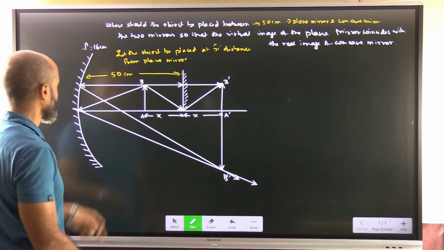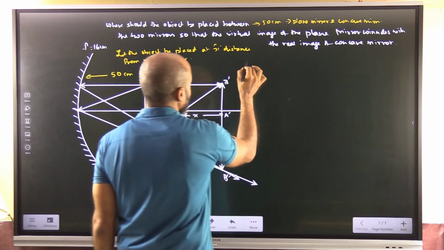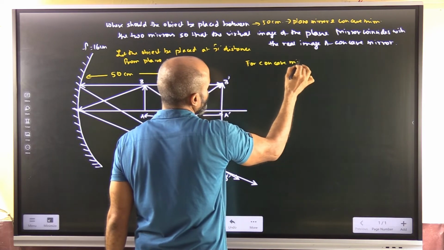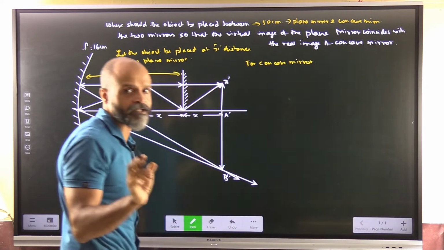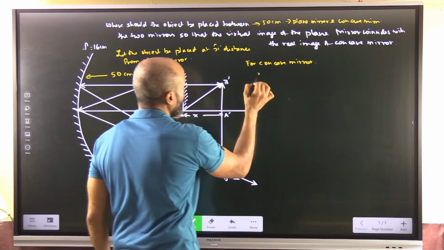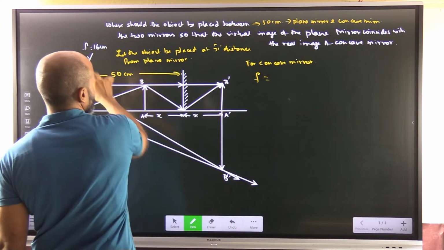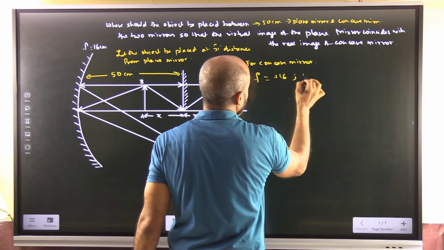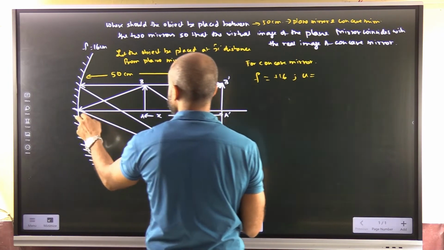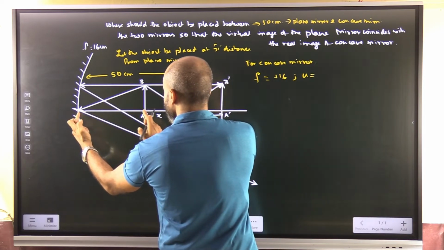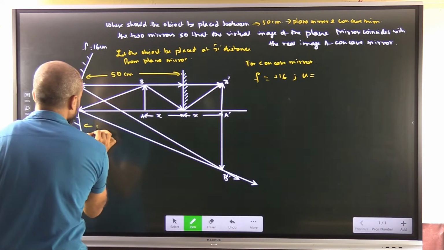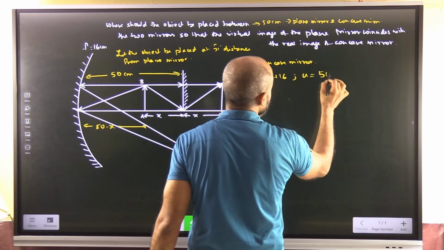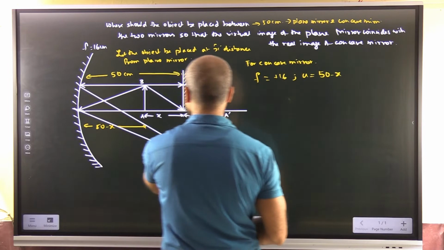So for this concave mirror, if I am going to strictly follow the Cartesian system, the focal length here, since it is on this side, will be plus 16. Okay, what will be the object distance? Say this is 50, so the object distance will obviously be 50 minus x. So this is going to be 50 minus x. What is the image distance here?